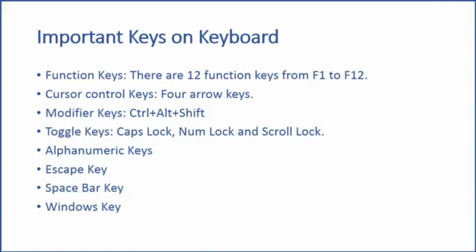Next one is alphanumeric keys. This includes all the alphabet keys and the number keys. Next, the Escape key. The Escape key is on the left top corner of the keyboard. Escape allows a user to cancel or abort some operation or a program which is currently open. Next one is the spacebar key. Spacebar provides space between two words. It is the longest key on the keyboard. Next one is the Windows key. It is used to open the Start menu. There are some other keys like the Tab key, Home key and many others. These are the important ones.